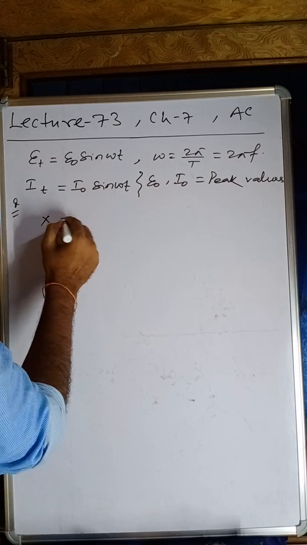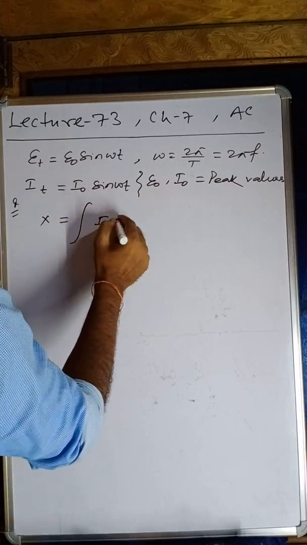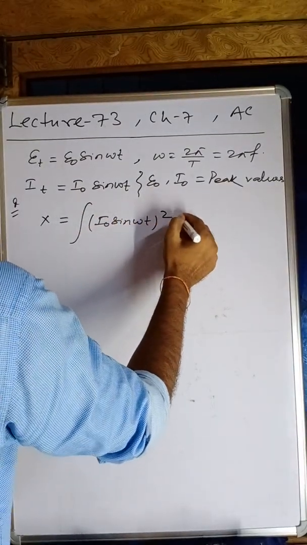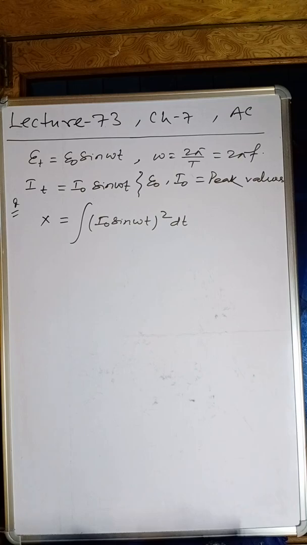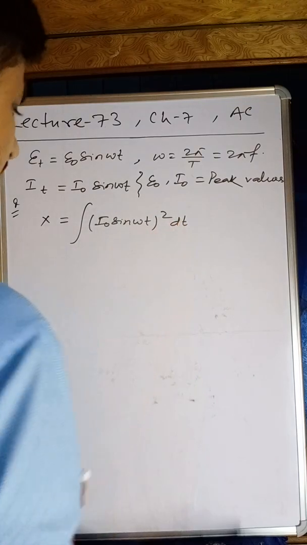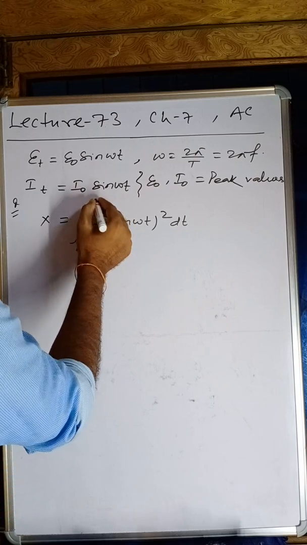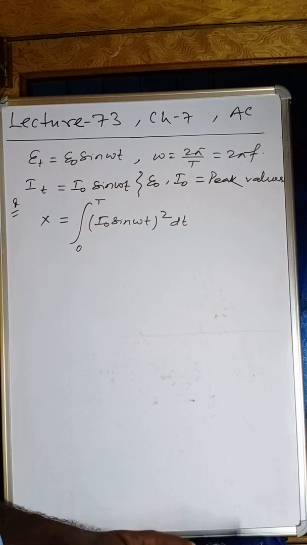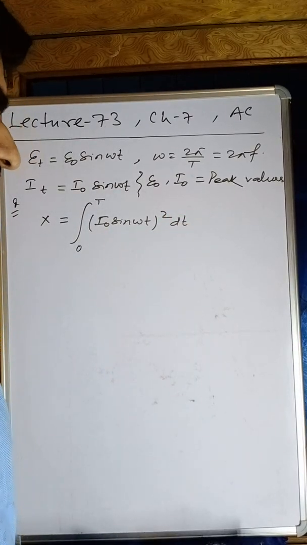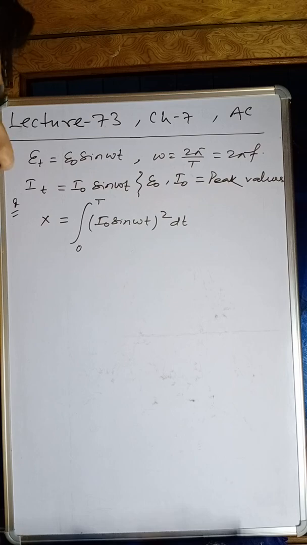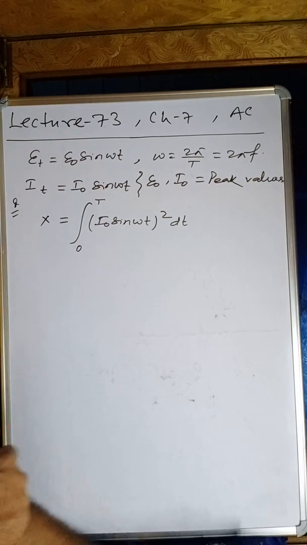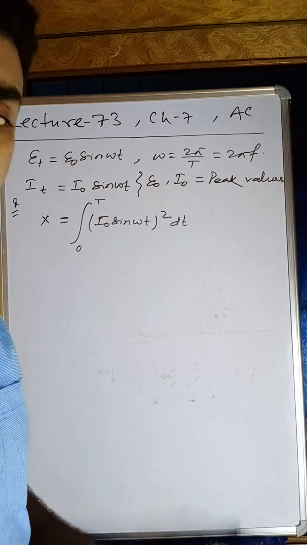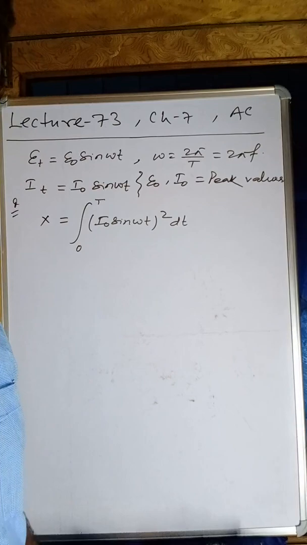Suppose any quantity x: you have to find the integral of (I naught sine omega t) squared dt. If I give you I naught sine omega t to integrate with dt for a full cycle, you will integrate very easily. But here you have to integrate the square function. How will you solve this question? Look carefully, because for calculation of RMS value and average power, instantaneous power, we will use the same concept.